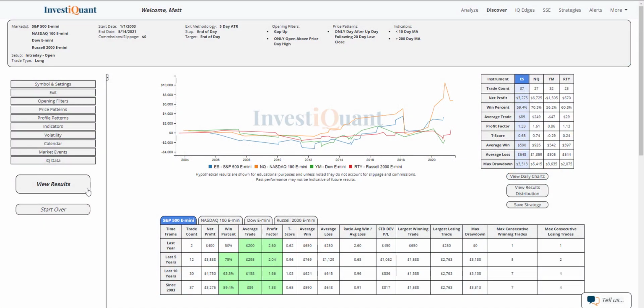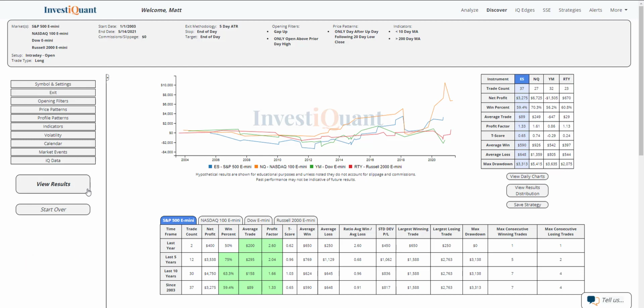And here we go. These are the results based upon entering the market long at the open of regular trading hours and exiting at the close, which is 4:15 p.m. Eastern Time. When you open above the prior day high, the prior day was a green candlestick, and the day before that was a 20-day low close. So this has taken place below a 10 but above a 200-day simple moving average. Historically, we've got 37 samples of this pattern in the S&P, 27 in the NASDAQ, 32 in the Dow, and 23 in the Russell.